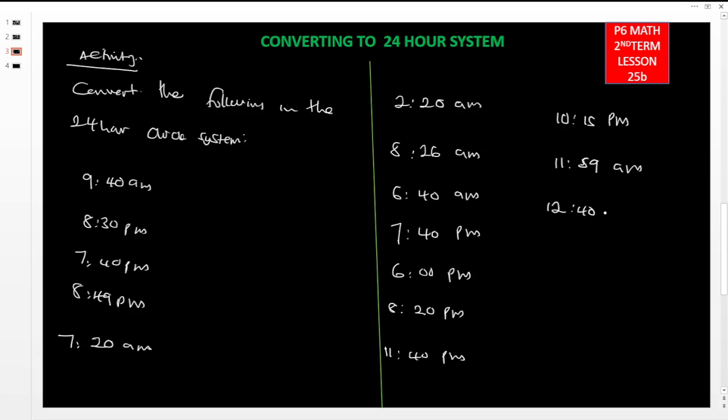12:40 noon time, then 0:40 midnight. Midnight, you change for us this one. This is midnight. Let me write it 0:40. Then we have 4:40 AM, then 4:40 PM.